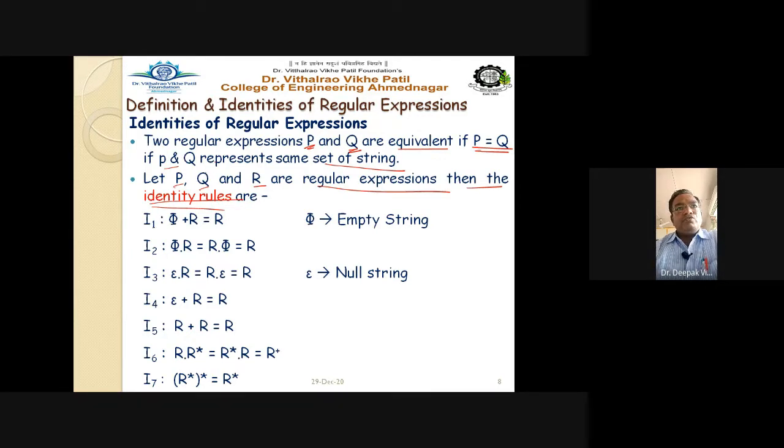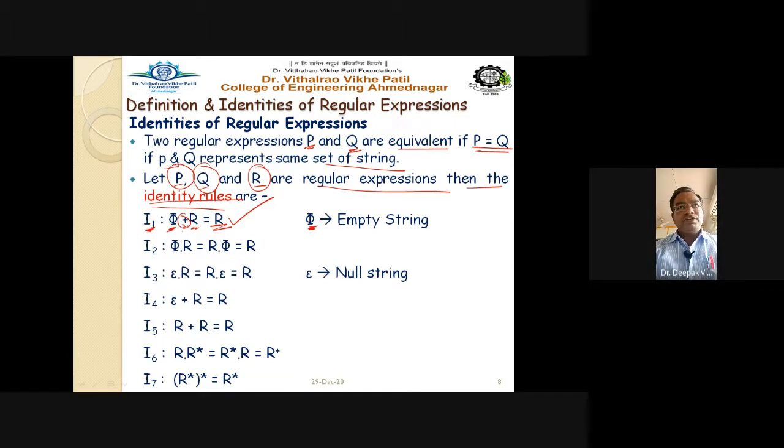Now identity rule 1. See carefully. Identity rule 1 says that phi plus R is R. Here P is one regular expression, Q is one regular expression, and R is another regular expression. Phi is nothing but your empty string. So the meaning is that empty string union regular expression gives you the regular expression. Getting this point? So remember the first rule. These identities are the rules of regular expressions, so you have to remember this.